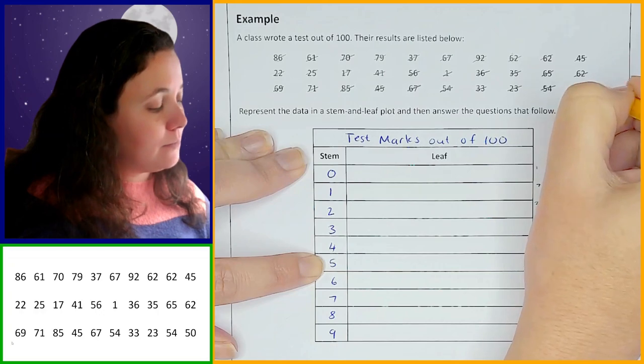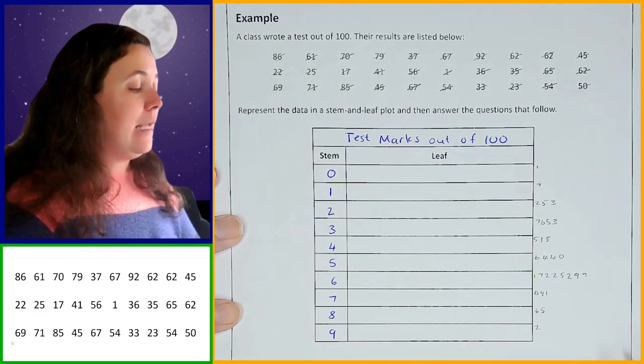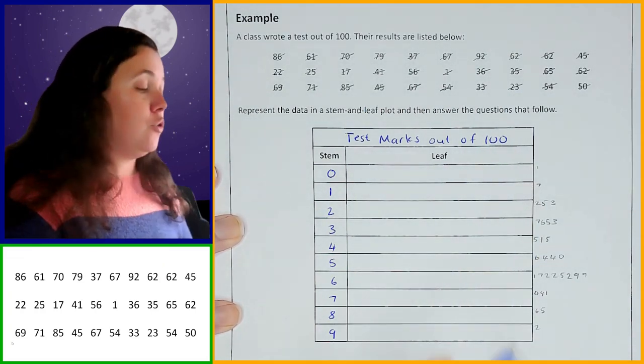If it's a 0, you must make sure you do write that 0. We don't leave it out. Okay, now once I've got my rough version, I'm now going to go and do the neat version.